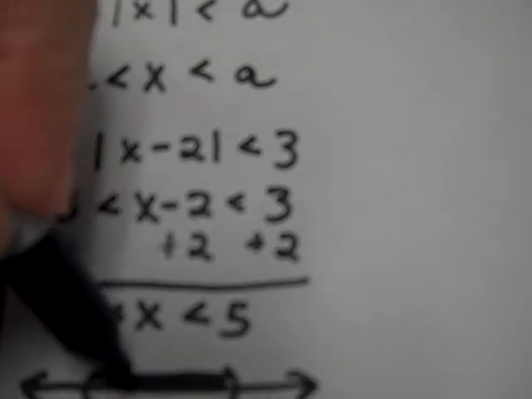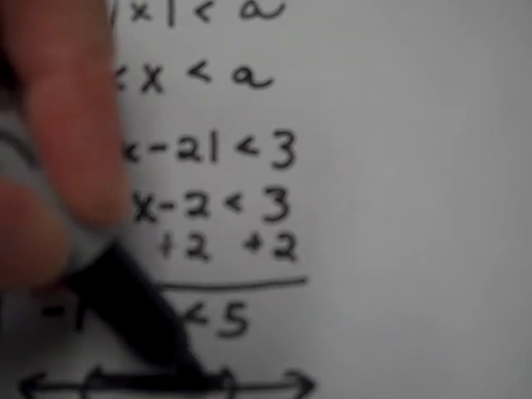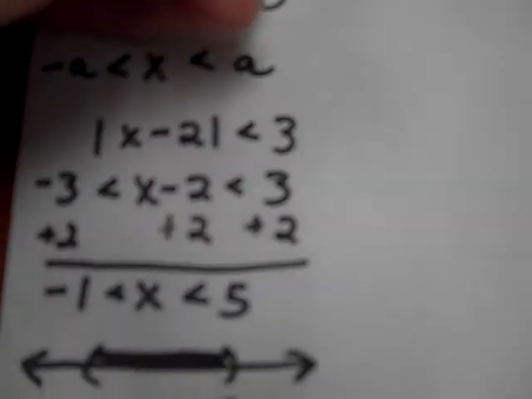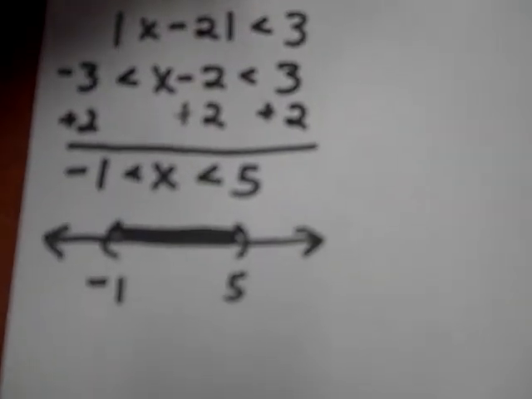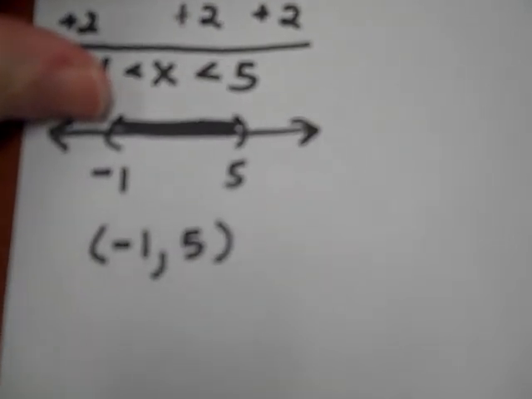For example, 0 would be a solution, 4 would be a solution, square root of 2, just all the real numbers between negative 1 and 5. In interval notation, our answer looks like the open interval from negative 1 to 5. And in set notation, it's the set of all real numbers x such that negative 1 is less than x and x is less than 5.